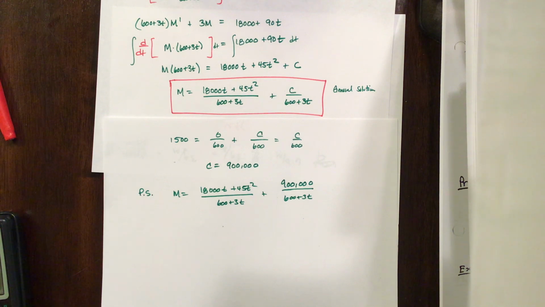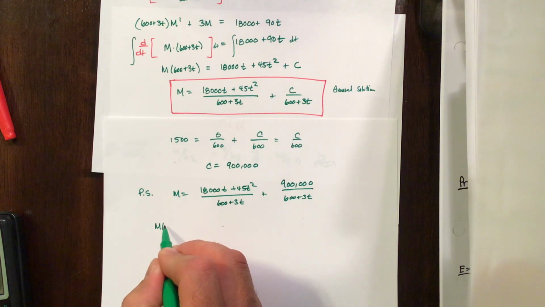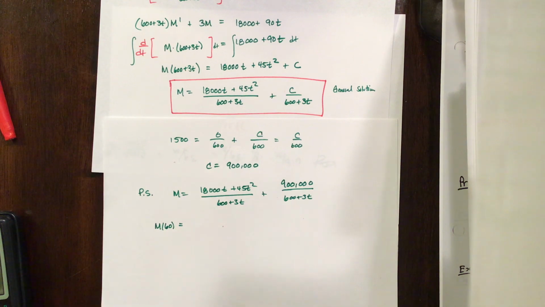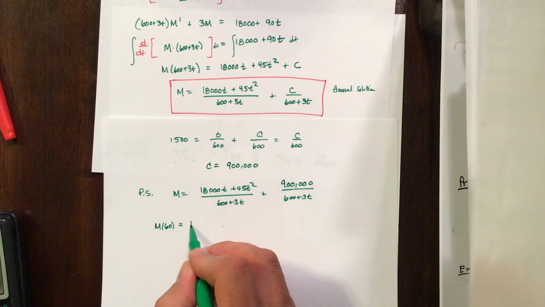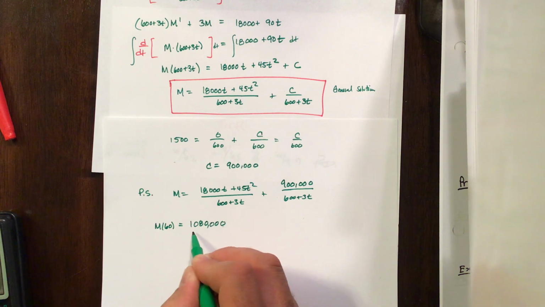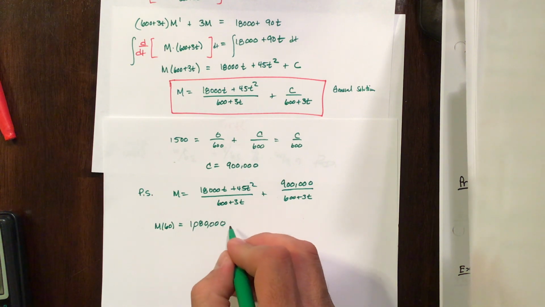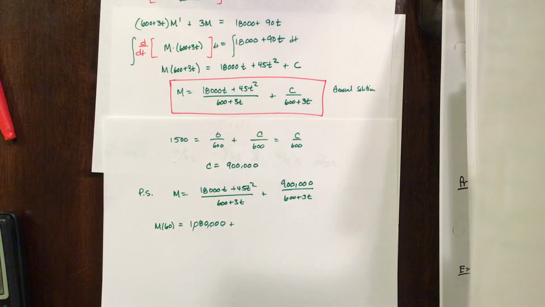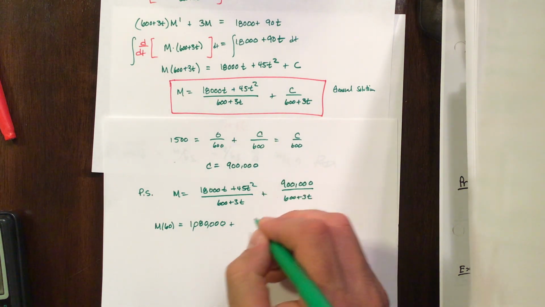Okay, so what's M of 60? Okay, so 18,000 times t, so 18,000 times 60 is a big number. 1,080,000 plus 60 times 60 times 45, that's 162,000.